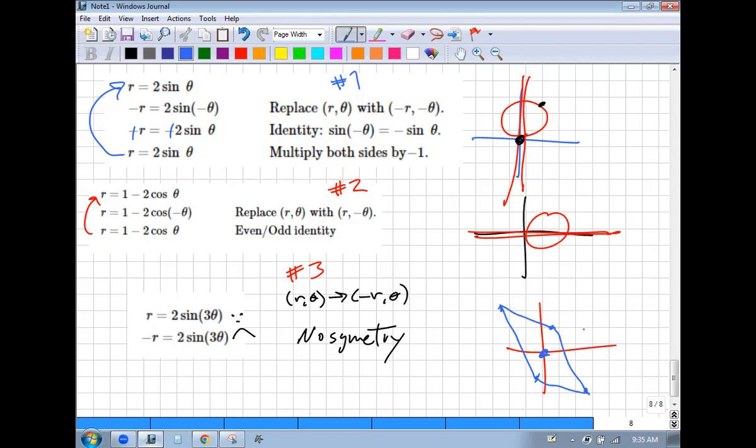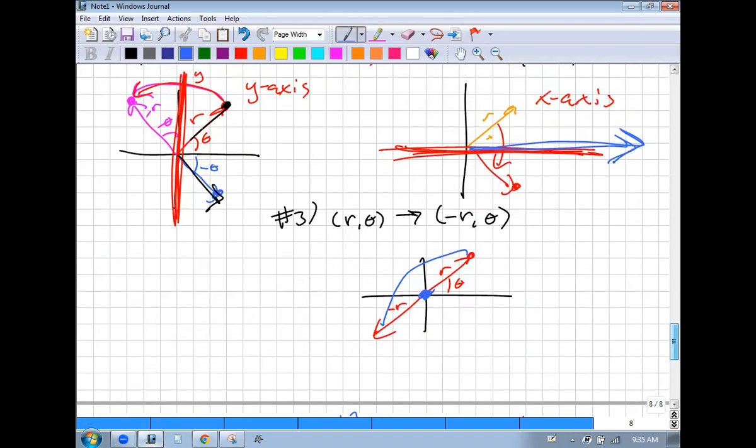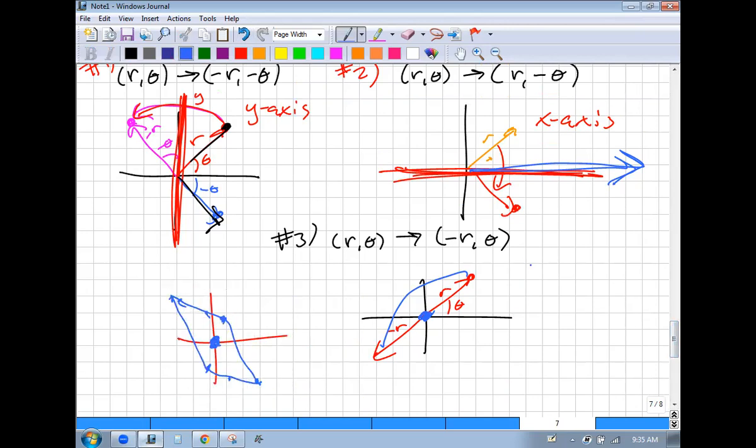Yeah, that's symmetric about the pole, right? Because a point here would go there, a point here would go here, a point there would go there. So that's symmetric about the origin, but it's not symmetric about the y-axis, and it's not symmetric about the x-axis. All right, so it is a totally independent type of symmetry. Let's put that up here in our origin symmetry.